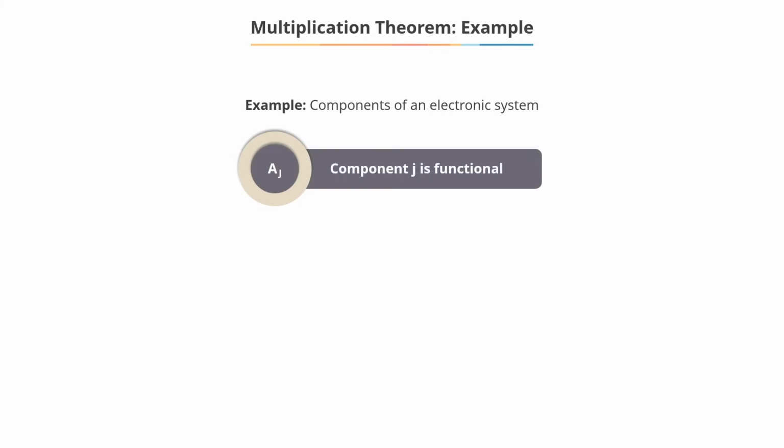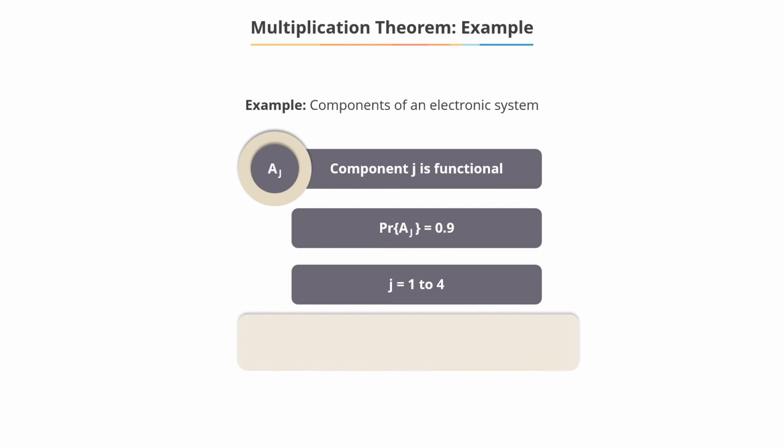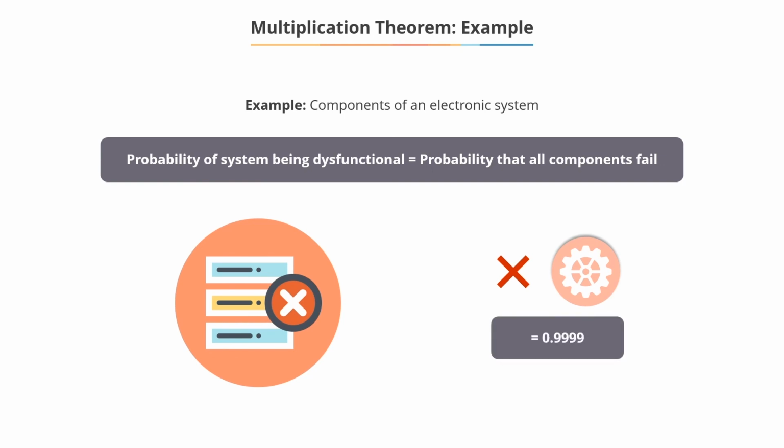Let Aj denote the event that component j is functional. Then the probability of Aj is equal to 0.9, where j equals 1 to 4. The probability of a component being dysfunctional is the probability of Aj complement, which is equal to 1 minus 0.9, which is 0.1. The probability of the system being dysfunctional equals the probability that all components fail. Thus, the probability of the system being functional equals 0.9999.